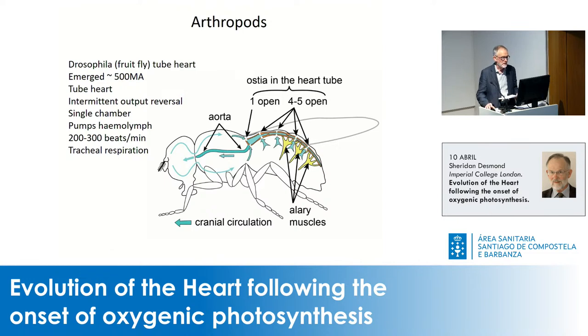Instead, blood re-enters the heart tube through a series of ostia at the posterior of the abdomen, and this is facilitated by the alary muscles, which are attached to the carapace of the organism and the heart tube. And when they contract, they widen the heart tube, creating a suction effect, which assists return of hemolymph.